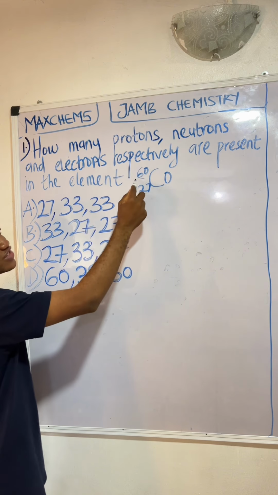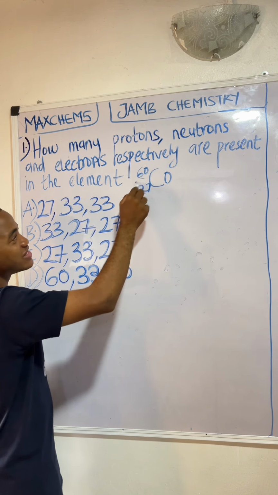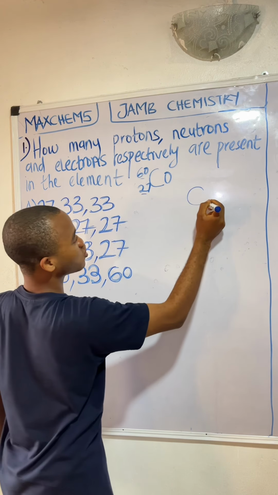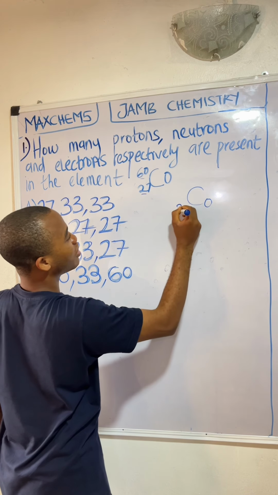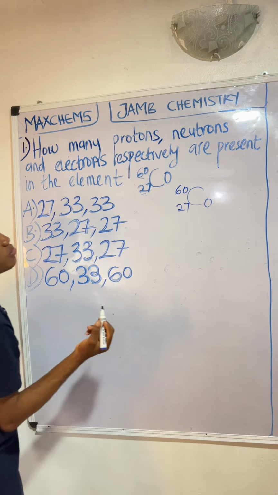The mass number is always written above, like a superscript, and the atomic number is always written below, like a subscript. You understand? So this element is cobalt, with an atomic number of 27 and a mass number of 60. So now, what are they asking for?